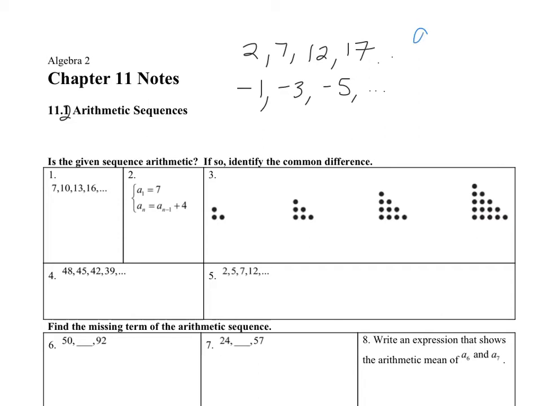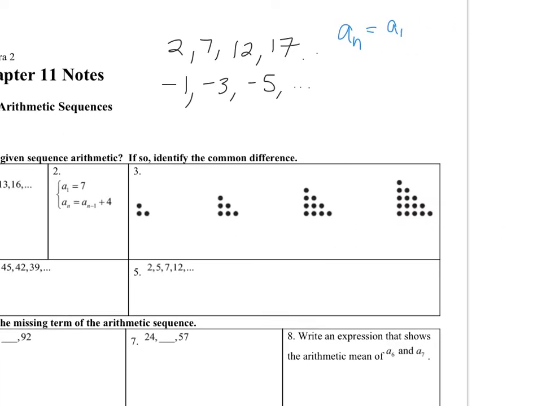a sub n, the nth term in the sequence, equals the first term, plus the difference times the quantity n minus 1, where n represents a certain term. If you're trying to find the fourth term, you would do a sub 4, which equals the first term plus the difference times 4 minus 1. So n represents the nth term. This is the explicit formula.